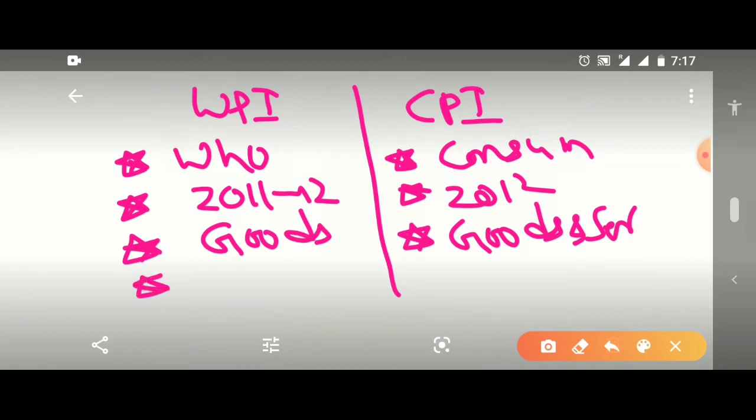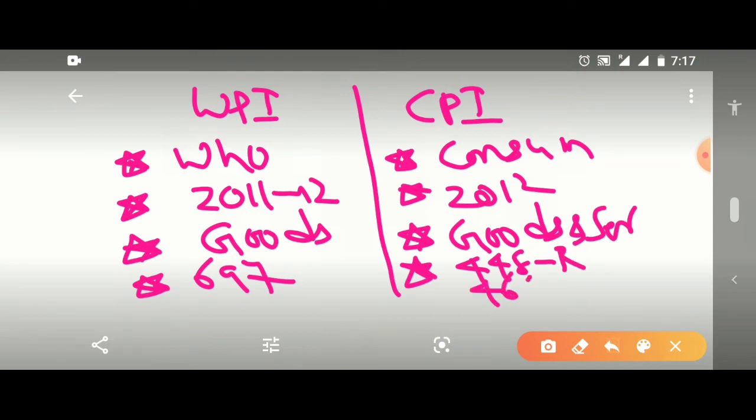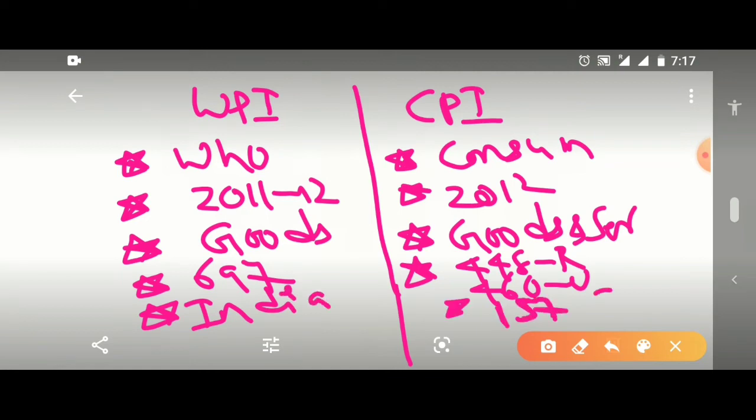Here we have 697 items. Here we have 448 items for rural area and 460 items for urban area. In India, we mainly use wholesale price index. Some countries use consumer price index. In India, wholesale price index is used by government. Here, the consumer price index is used by RBI.